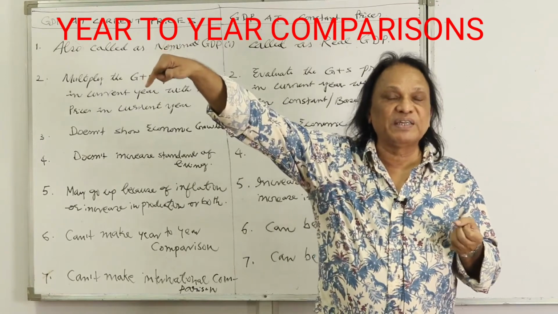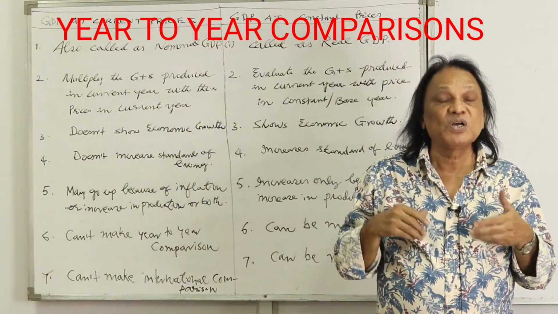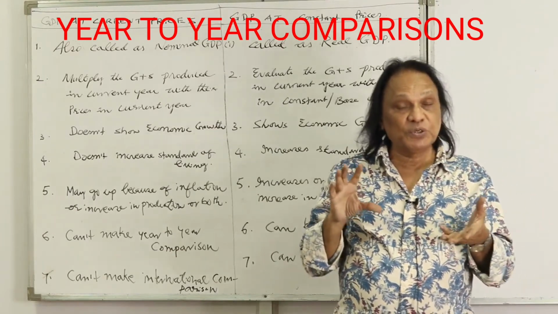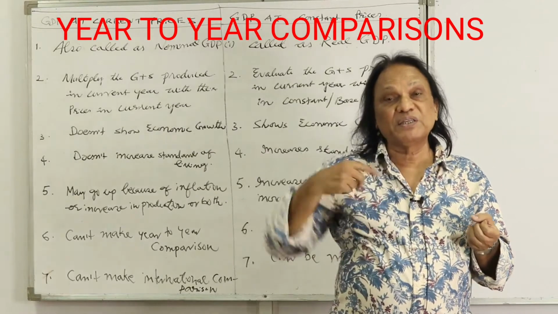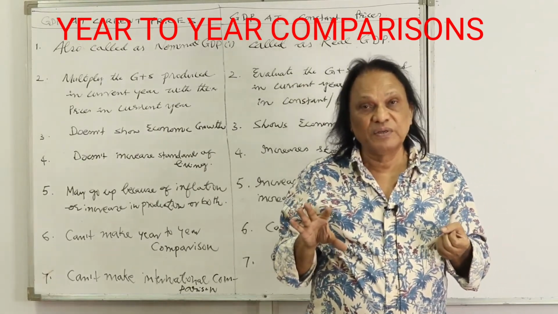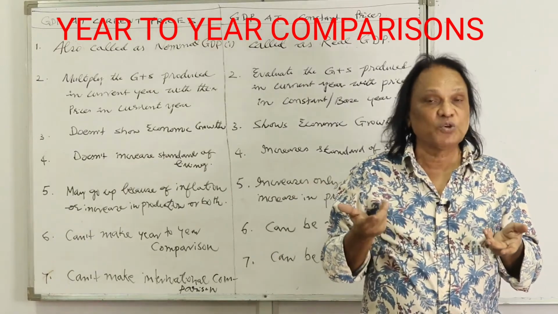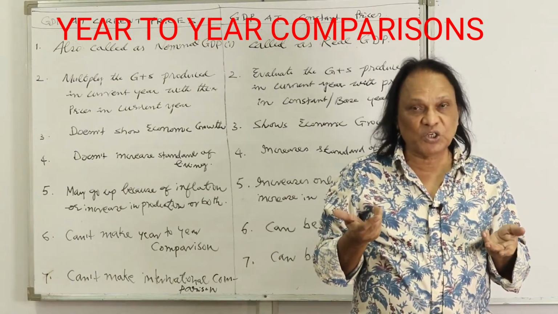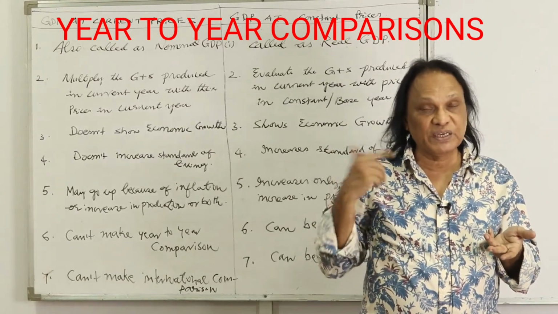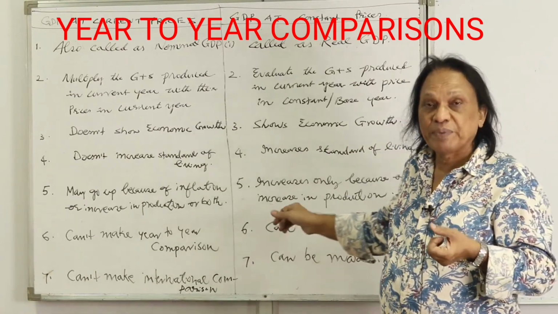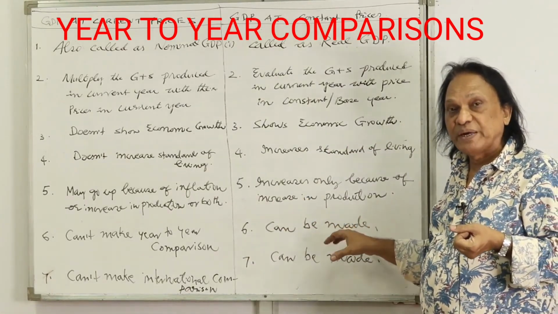Last year's nominal GDP and this year's nominal GDP, you cannot compare. Maybe this year you produced fewer goods, or the same amount of goods as last year, but this year there is too much inflation. There is galloping inflation, so nominal GDP goes up and it does not show anything. It's neither standard of living nor economic growth. So you cannot make year-to-year comparisons. Year-to-year comparisons we have to make through real GDP or GDP at constant prices.